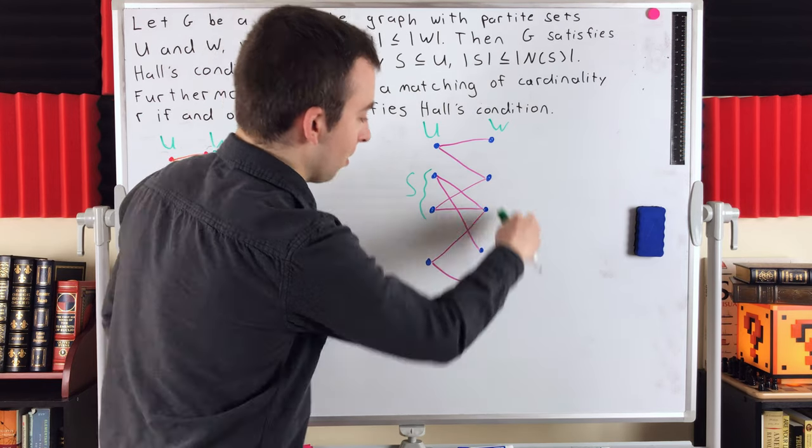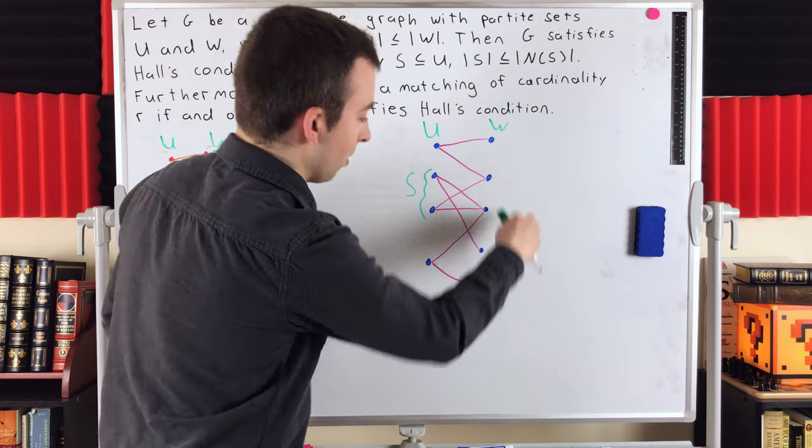Just to make sure we're super clear on what a matching actually is, let's label these edges. We'll say E1, E2, E3, and then this is E4. So the matching is the set of these independent edges. If we call the matching M, that is the set containing the edges E1, E2, E3, and E4. Pretty sweet.